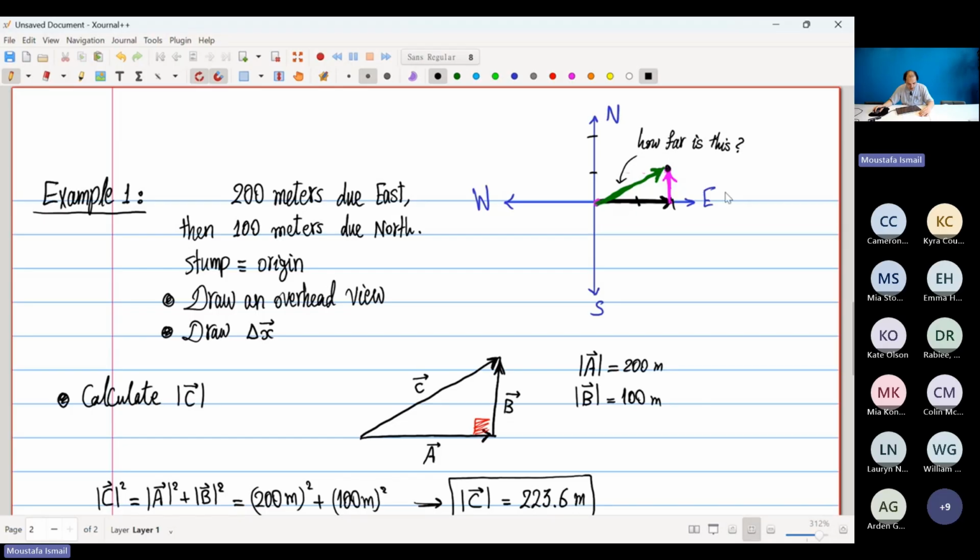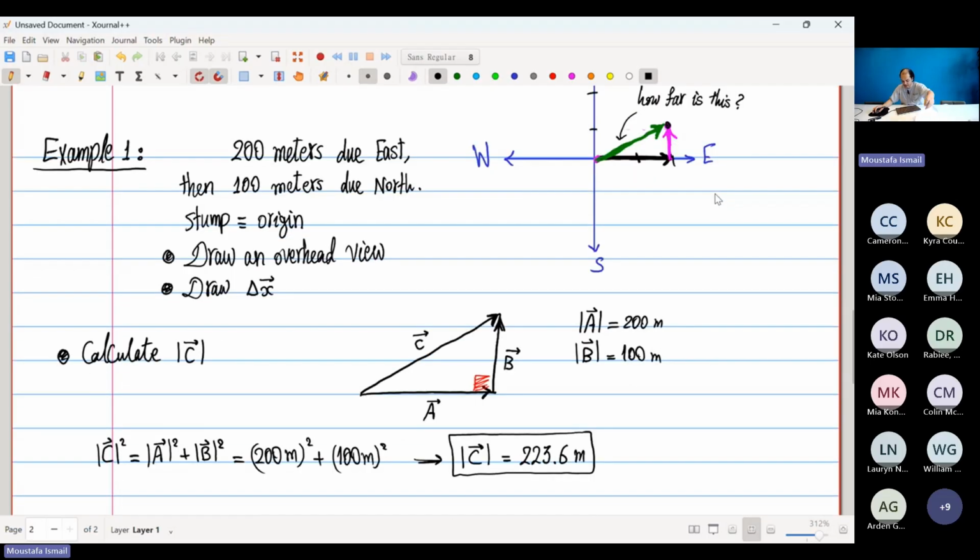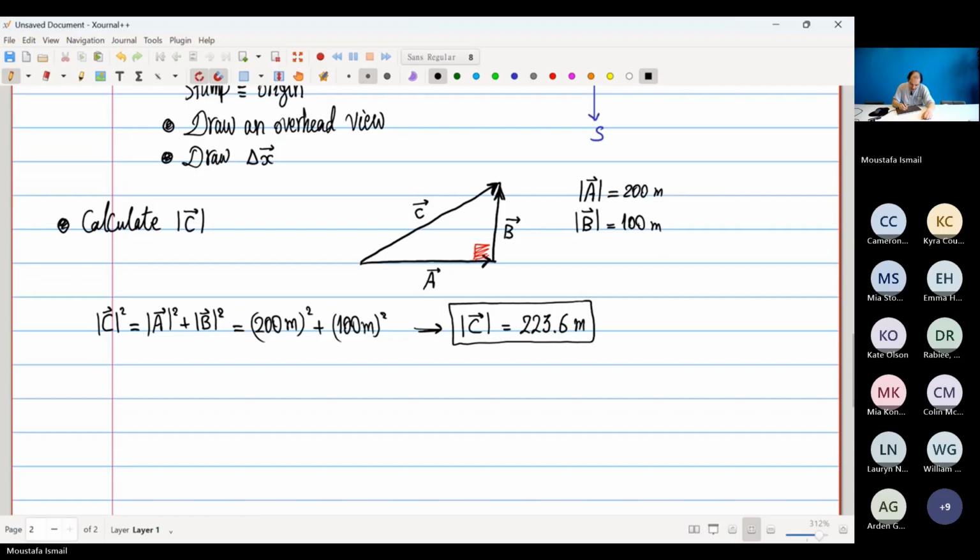The third question says, if Bob had wanted to go directly from the tree stump to where he is now, what direction should he have walked in to go straight there? This is just asking about the angle here.